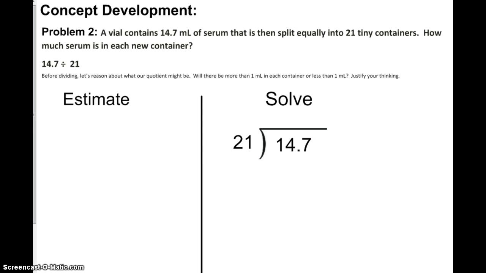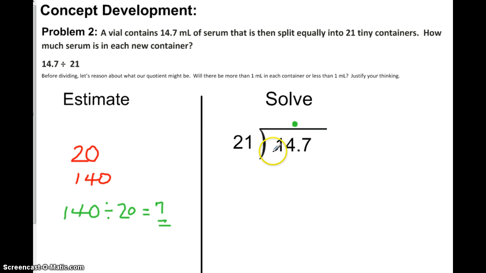Okay, moving on. So here is another one for you to do. Do it on your own and then come back to me, all right? Okay, so here's what I did. Automatically, I put my decimal point up here. That's the first thing I did. Then I estimated 21. I got 20. 14 and 7 tenths.